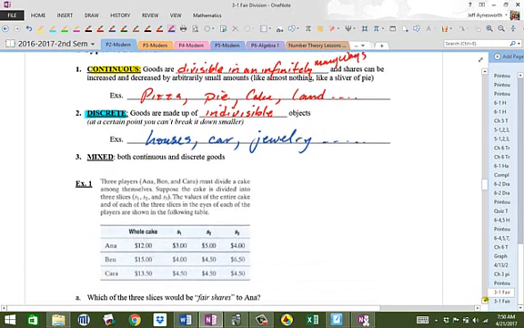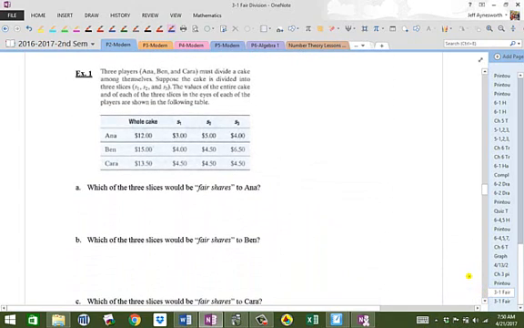All right, so let's get into some concrete examples here so we can illustrate the idea behind what's considered to be the fair share. So in this example, let's read it together. Three players, Anna, Ben, and Kara, must divide a cake among themselves. We'll call these slices S1, S2, and S3. The values of the entire cake are given. Anna's cake is $12, Ben's is $15, and Kara's is $13.50.